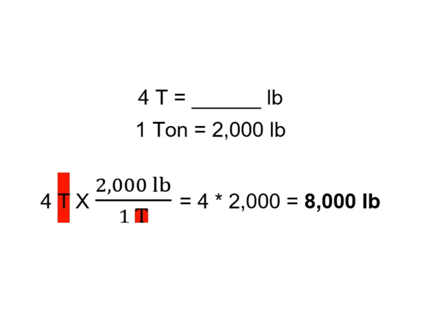correct. So we have 4 tons times 2,000 pounds over 1 ton. We cancel out our tons, and we have 4 times 2,000, which is equal to 8,000. So 4 tons is equal to 8,000 pounds. Let's move to our next problem.